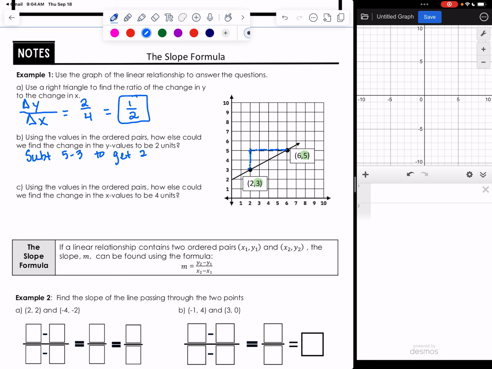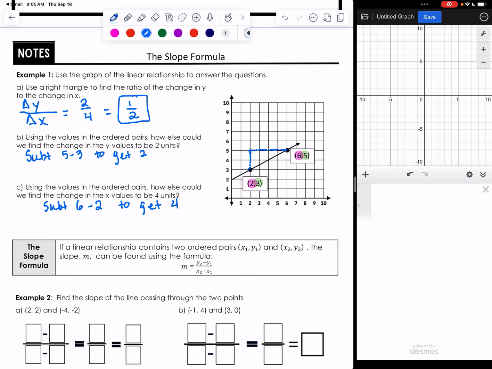All right, part C. Using the values in the ordered pairs, how else could we find the change in the x values to be 4 units? All right, let me highlight the x values here. We have 6 and 2. All right, pause the video and try problem C on your own. All right, welcome back. Hopefully you said that you could subtract 6 minus 2 to get 4 units.